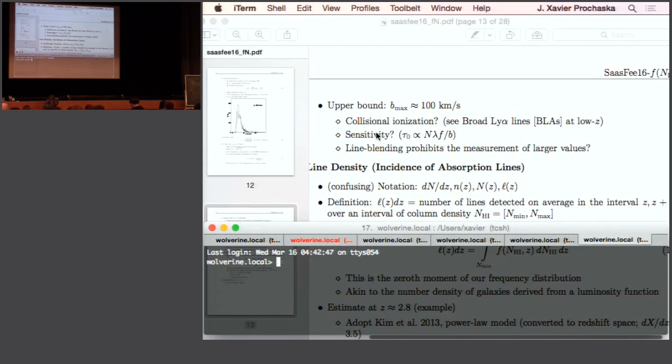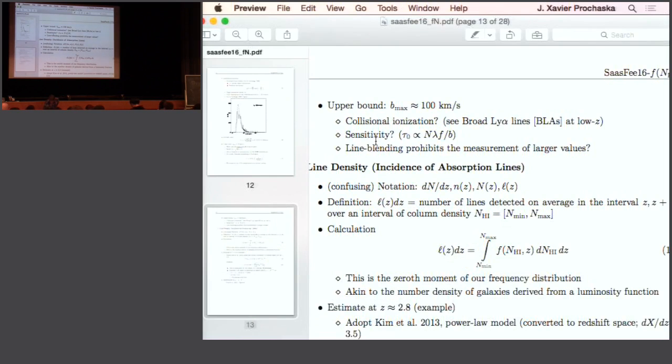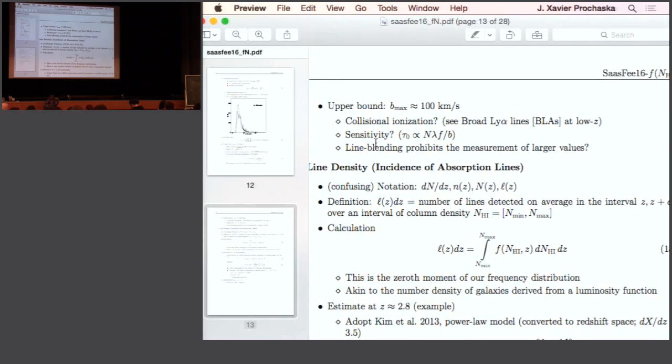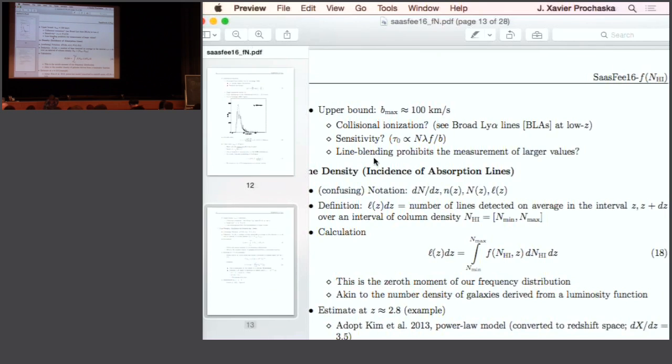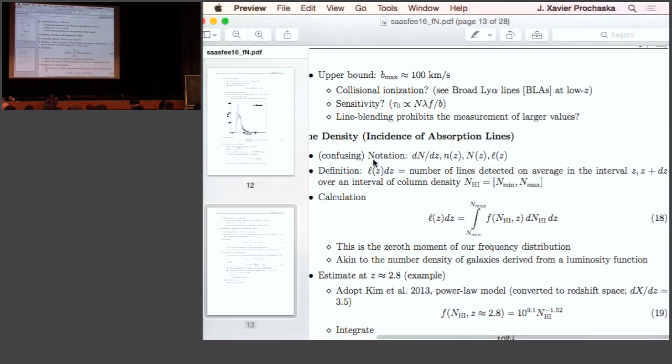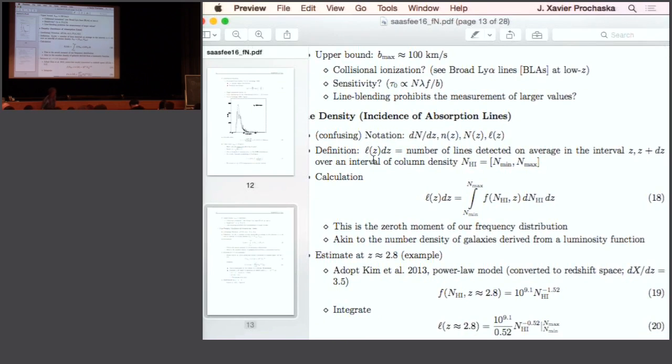So it's defined to be the number of lines detected on average in some redshift interval over some column density, which is straightforwardly determined from the integral of our frequency distribution. It's just our zeroth moment, and it's analogous, coming back to the analogy of the luminosity function of galaxies, to the number density of galaxies that you derive over some luminosity interval by just integrating the luminosity function.